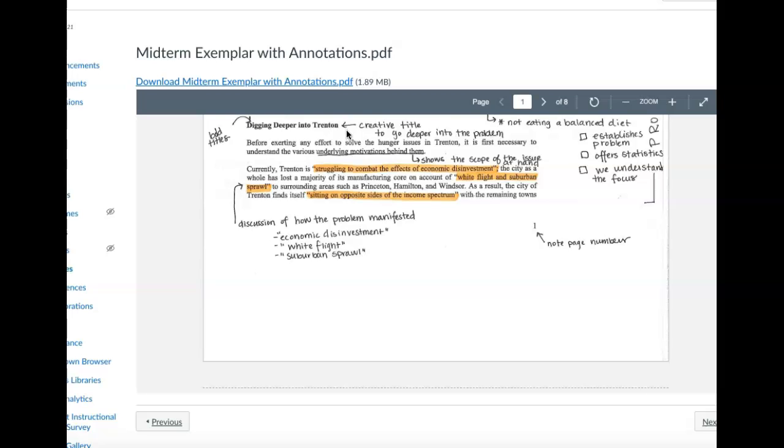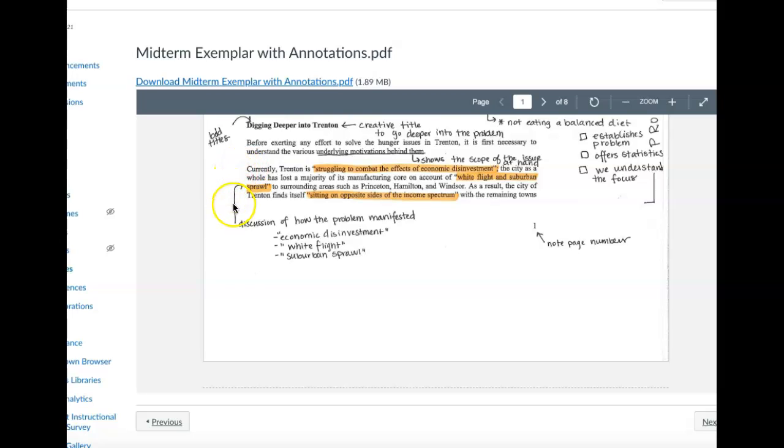So just to remind you, everything in orange is something that is cited, whether it's a direct quote or something that's paraphrased. That should give you a good idea of the amount of content that should be cited versus the amount that should be your own writing, analysis, and interpretation. So hopefully that is helpful for you.